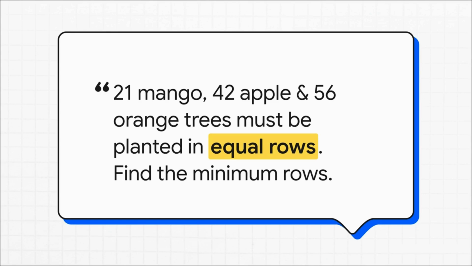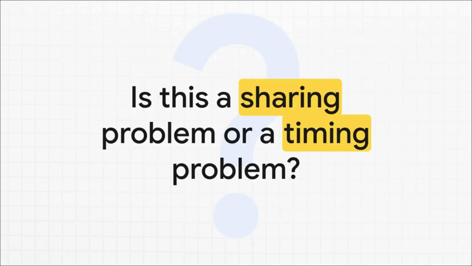So let's pause for a second. What kind of problem is this really? Are we trying to divide stuff up into equal piles, or are we waiting for a bunch of things to happen at the same time? The way the question is worded gives it all away. It's totally a sharing problem.